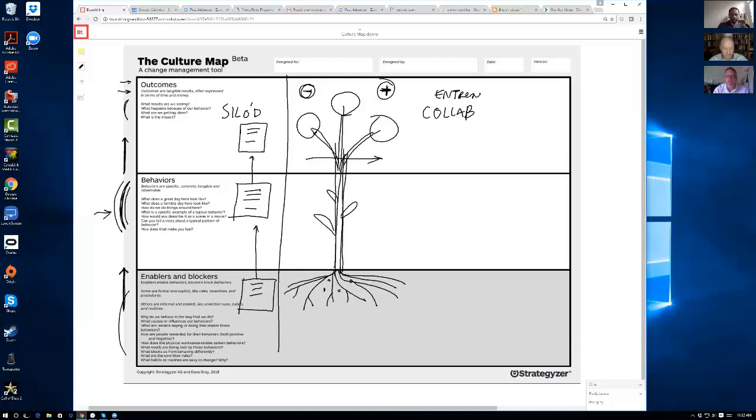And we might hear, for example, well, the behavior is we don't pay attention to each other in meetings. We're not really listening to each other. And the outcome of that might be, well, we end up misunderstanding, we end up miscommunicating, bumping into each other. We are slow because of that. Well, what enables that? Maybe digital technology.